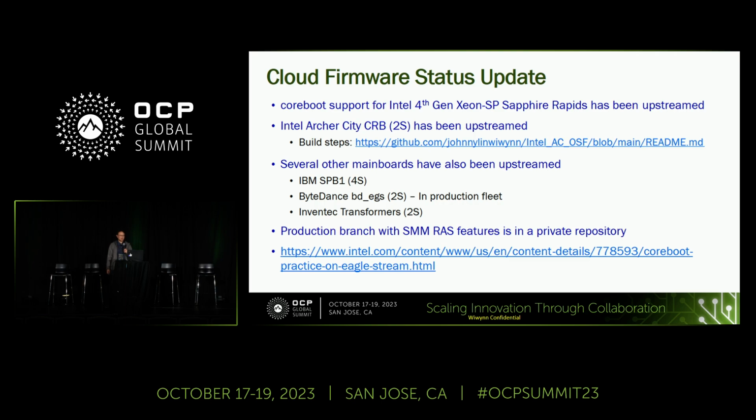Also, there are several other Ecostream mainboards from the community, from the industry, that have also been upstreamed. So it suggests that it's pretty easy to port your board with coreboot plus Linux boot, Cloud Firmware. I believe they can provide good references to the industry. There are a 4-socket IBM board, a 2-socket BIDEMS board, which has been made into their production fleet, and a 2-socket Inventec board. The production branch with SMM RAS features is in a private repository, but I believe you can check with Intel. It can be obtained under Intel NDA.